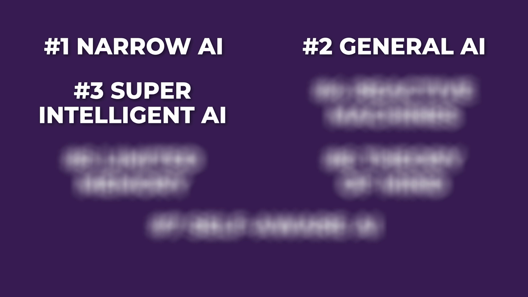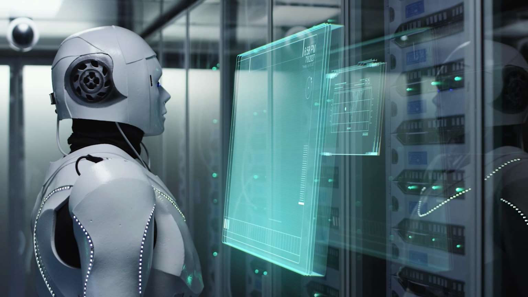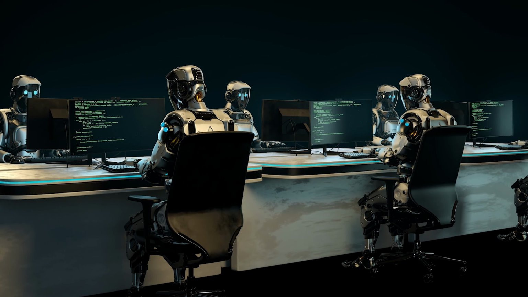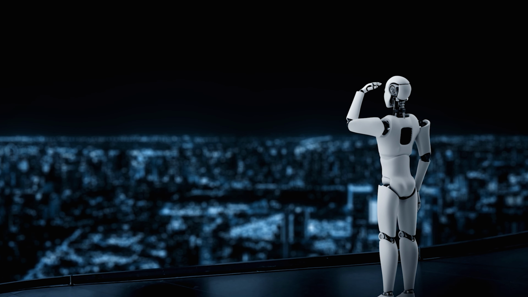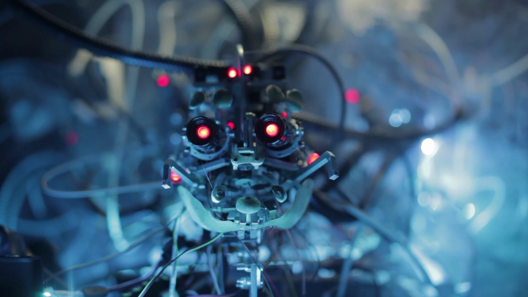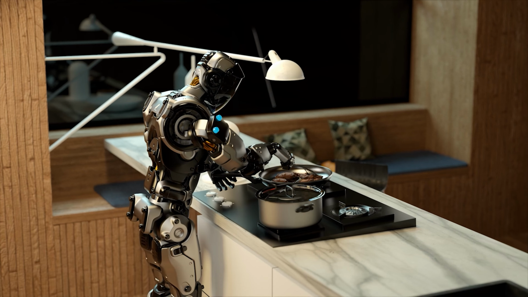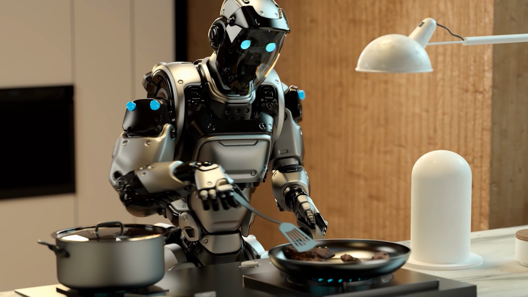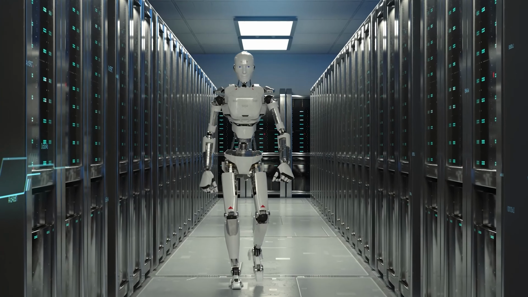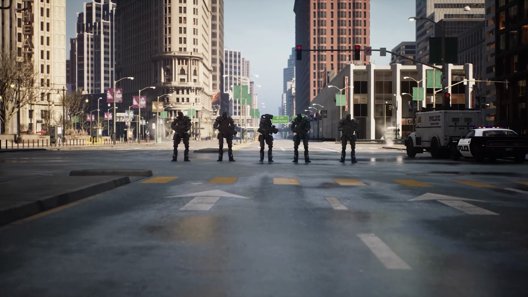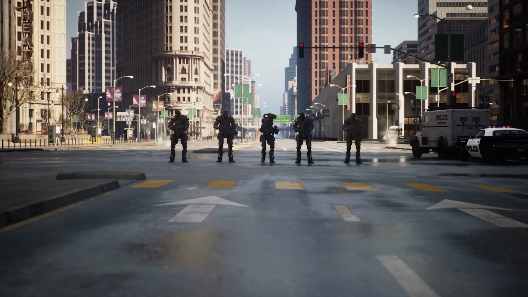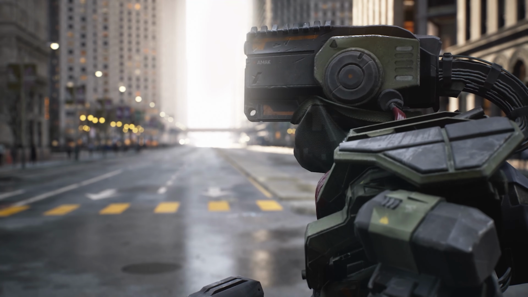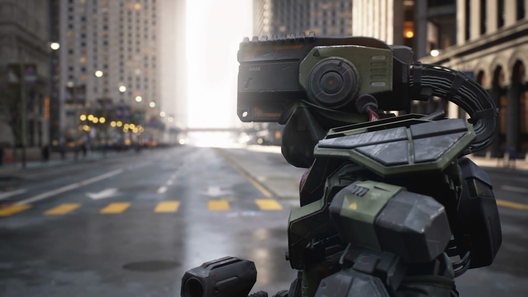Number 3. Super intelligent AI. This is a type of AI that surpasses human intelligence across the board. Imagine a machine that could solve problems, create art, or even make scientific discoveries and advances that are far beyond current human capabilities. Of course, super intelligent AI is still purely theoretical, but it is a concept that raises a lot of ethical and philosophical questions. If we ever manage to achieve this level of AI, it could transform our world in unimaginable ways or pose existential risks. This is why discussions around AI safety and ethics are so crucial.